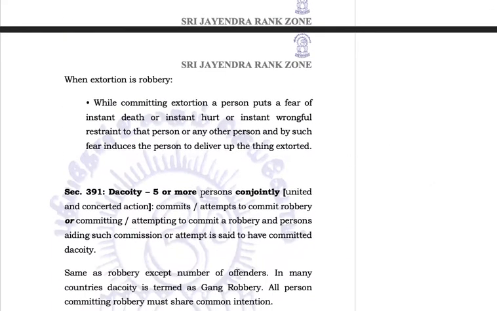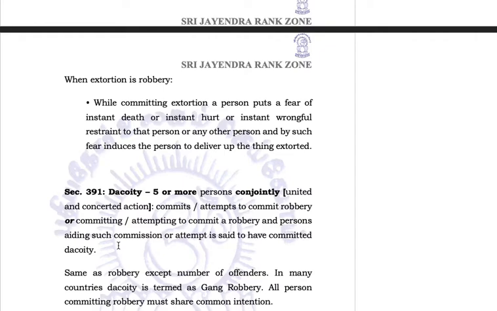Now let us read dacoity. Five or more persons conjointly united in concerted action commit or attempt to commit robbery, and persons aiding such commission or attempt are said to have committed dacoity. When there are less than five people, it will be robbery. When there are five or more people, all five may not be at the spot. Two may be assisting them from somewhere else.